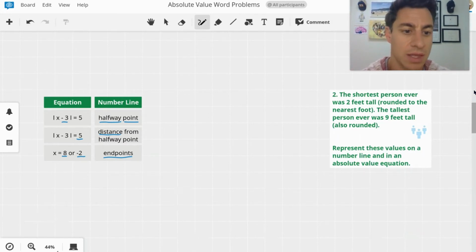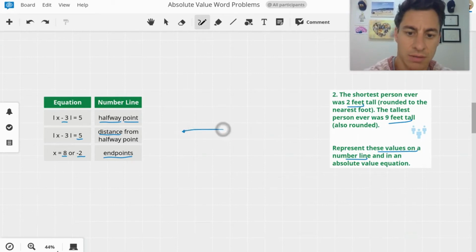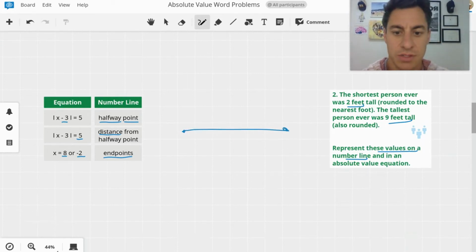All right. These are the extremes, the endpoints. Represent these values on a number line and in an absolute value equation. Well, here's my number line. Oh, Tom, draw a straight line, bro. All right. There it is. 2, 9.